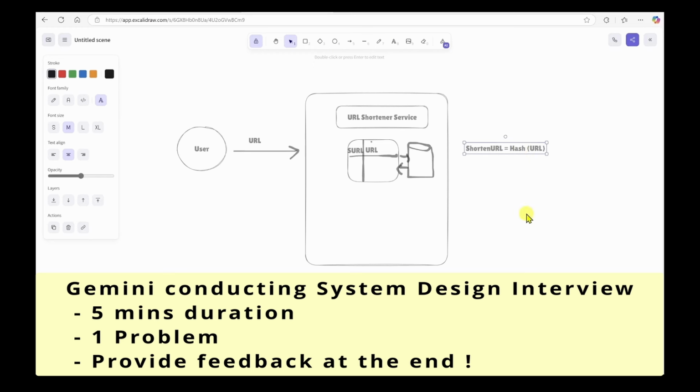Yes, that makes sense. Using a hash function to create the short URL is a common and effective approach. This also addresses uniqueness. Now, how will you handle collisions?